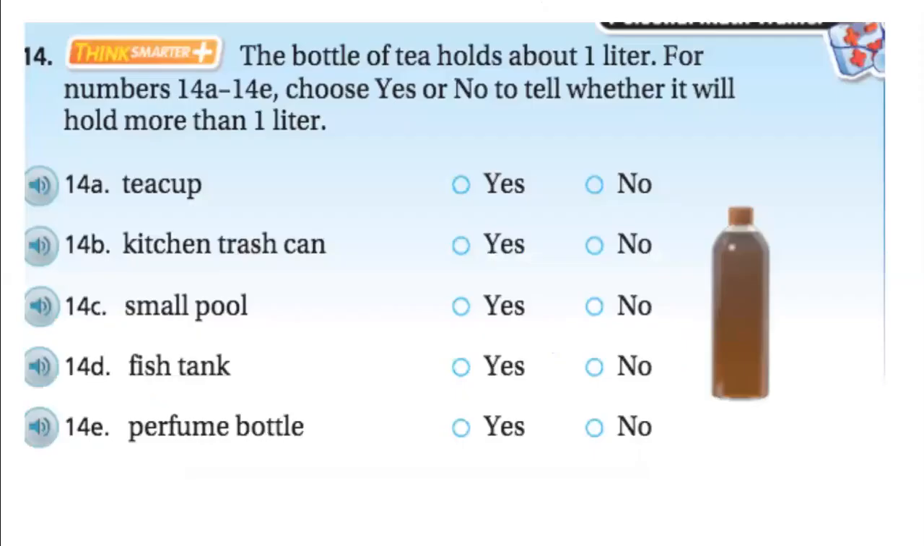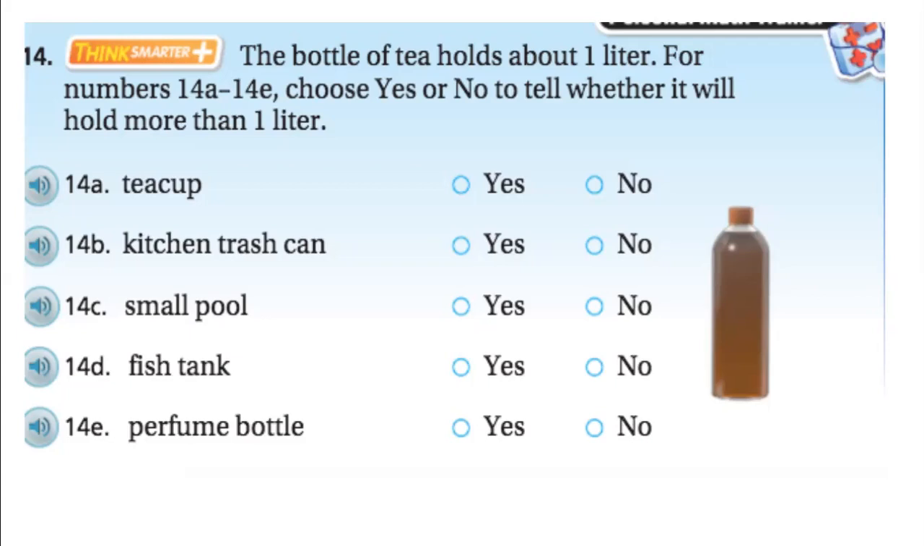So let's move on. So number 14, we have some multiple choice answers in yes or no, and the instructions read as follows. The bottle of tea holds about 1 liter. For numbers 14A through 14E, choose yes or no to tell whether it will hold more than 1 liter. So 14A, we have a teacup. If we remember from our share and show responses, a teacup, is it more than 1 liter or not? Give you some think time for that. If you said no for 14A, you are correct. A teacup is not more than 1 liter.